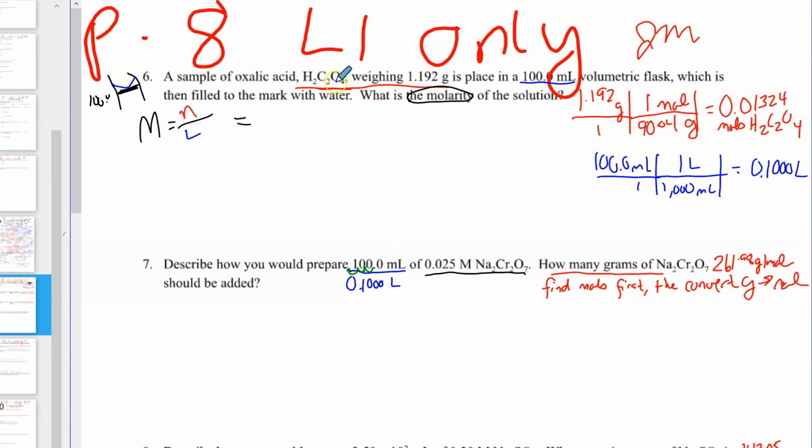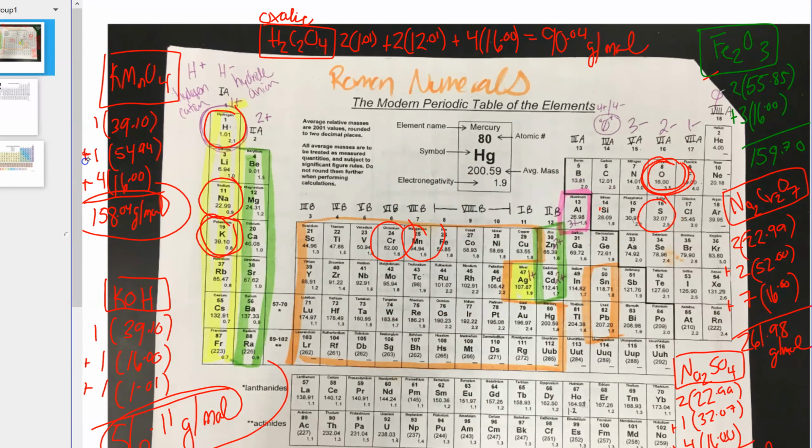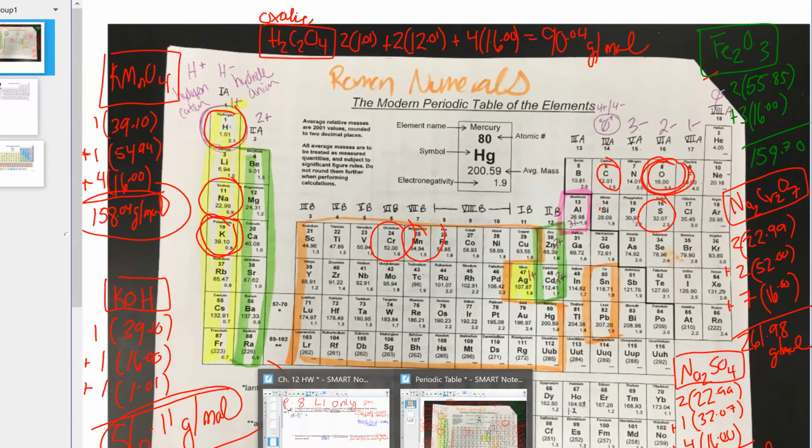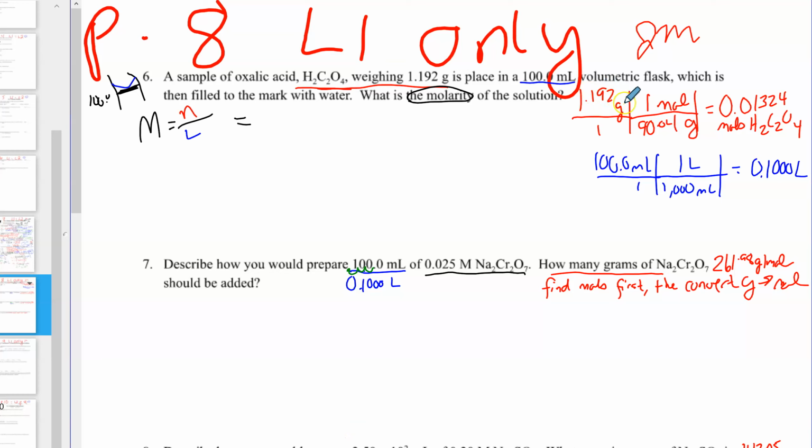H2C2O4. Go to your periodic table, and here it is right here. We need 2 times the mass of hydrogen plus 2 times the mass of carbon plus 4 times the mass of oxygen. Add those all up, you should get 90.04. So I'm taking 1.192 grams, divide by the molar mass, and you get 0.01324 moles. I need to have 4 sig figs at the end. I think that should be close enough.